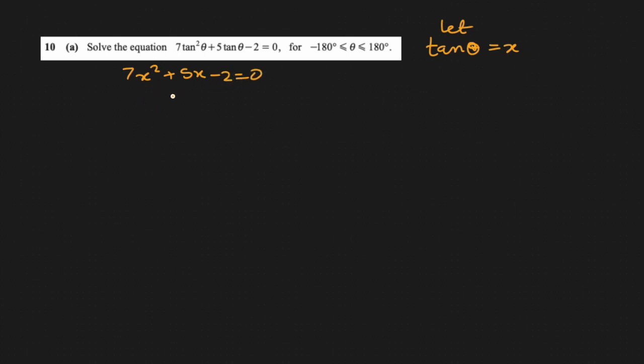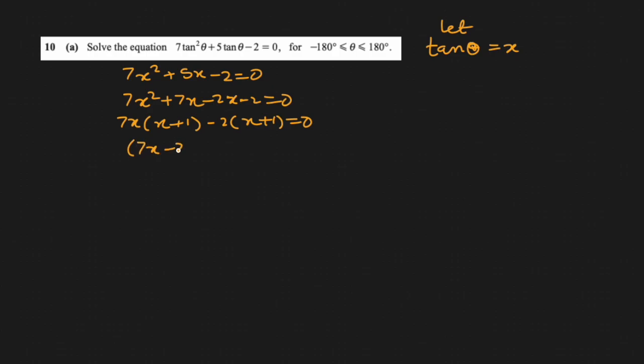And we can simply factorize this. I'm doing it splitting the middle term as usual. You can use your quadratic formula for this. 7x square plus 7x minus 2x minus 2 equal to 0. 7x taken common, x plus 1 minus 2 times x plus 1 equal to 0. So 7x minus 2, x plus 1 equal to 0.